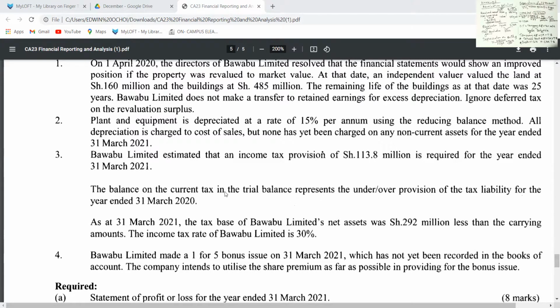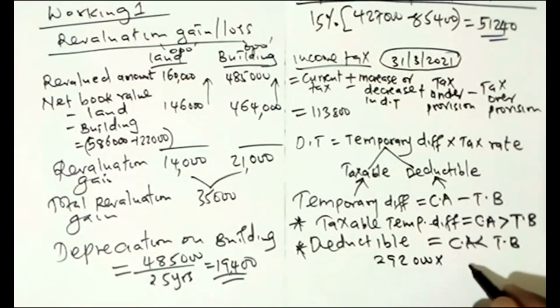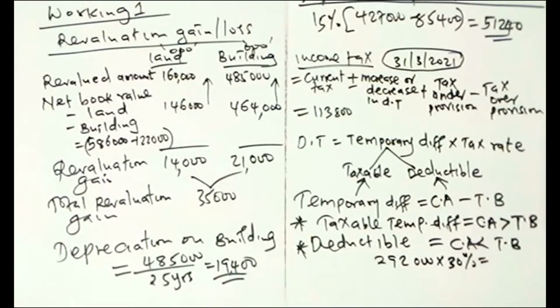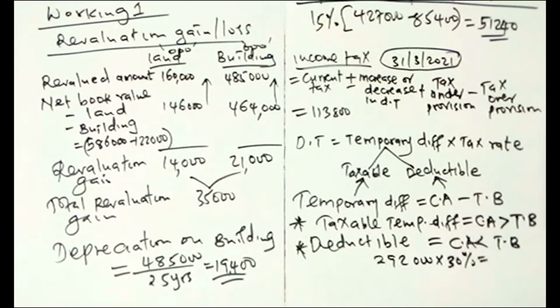Once you have your taxable temporary difference, where the carrying amount is greater than the tax base, you multiply with your tax rate of 30%, which is given there, and you get your deferred tax at the end of the period. So 292,000 multiplied by 30%: 292 times 0.3 is 87,600. So my deferred tax as at 31st March, the end of the year under consideration, is 87,600.